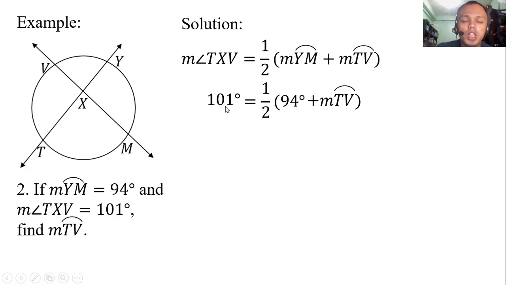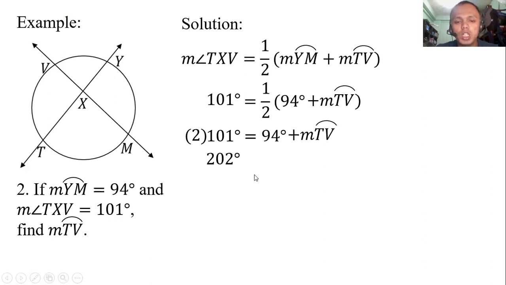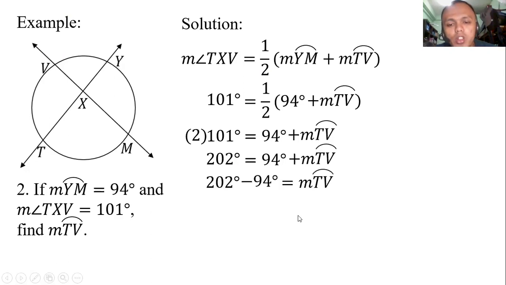Now, multiply natin muna by 2. 101 times 2 is equal to 202 degrees. Then transpose 94 to the other side. We have 202 minus 94 is equal to 108 degrees. Therefore, your measure of arc TV is 108 degrees.